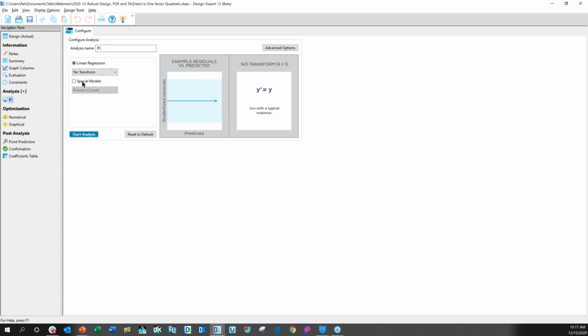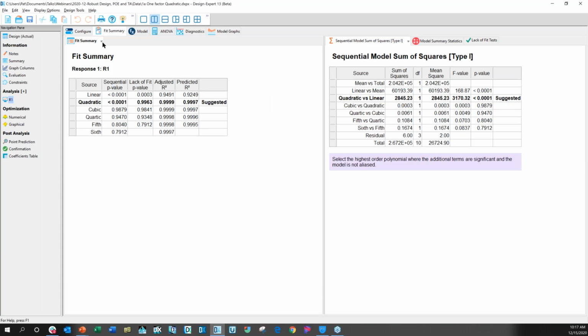There's going to be special models, more non-linear modeling. So you have to pick whether you're going to do linear or special models. But we're just going to do the normal analysis. So there's our fit summary. Obviously, a quadratic model fits really well because I made it fit really well. We're going to pick that model.